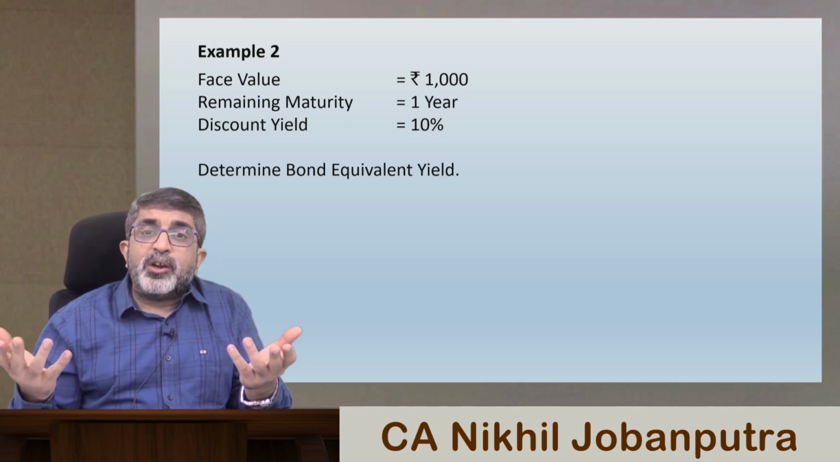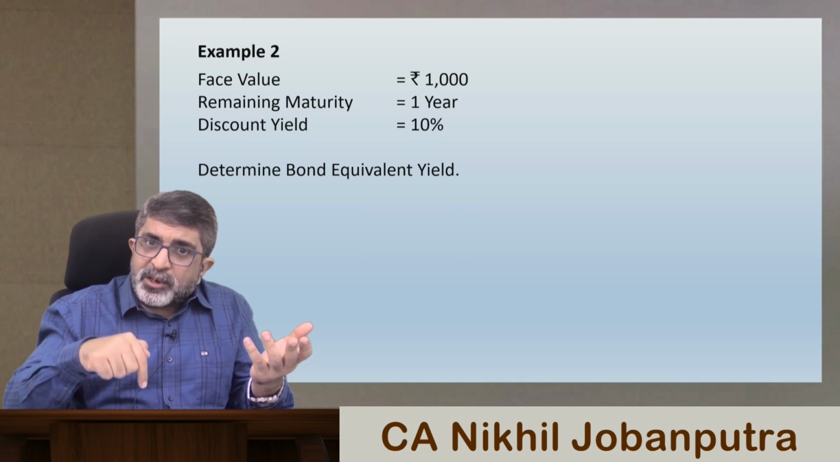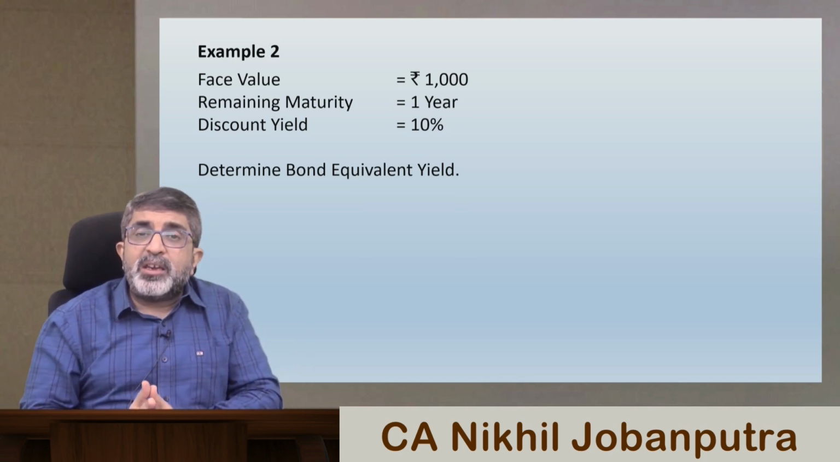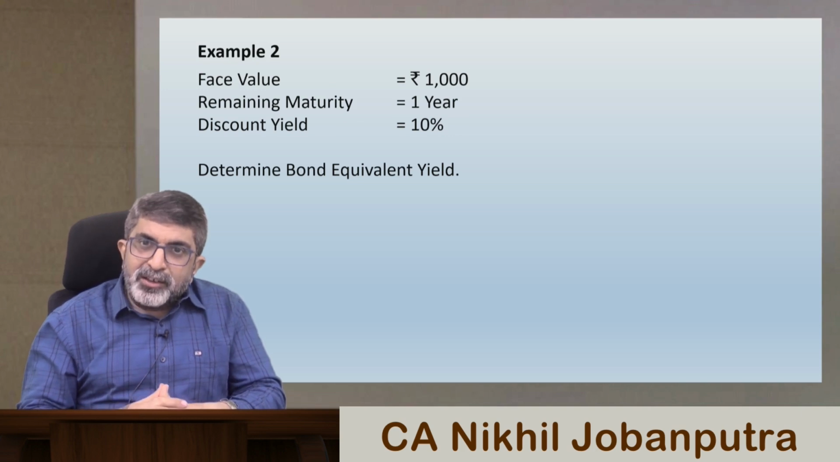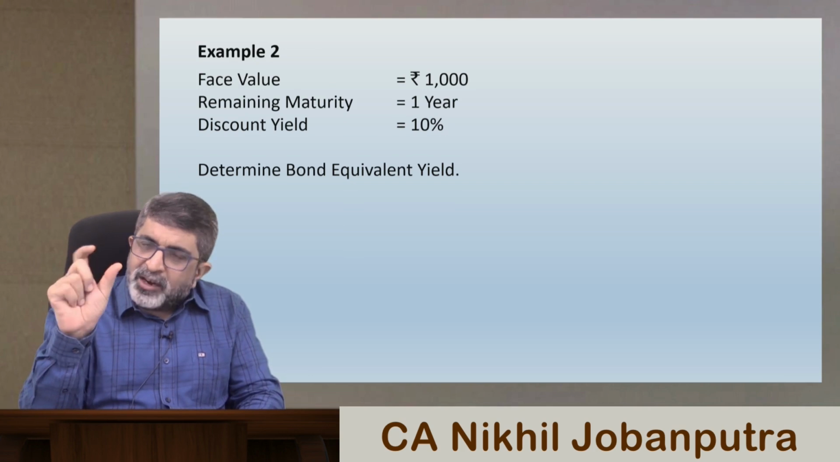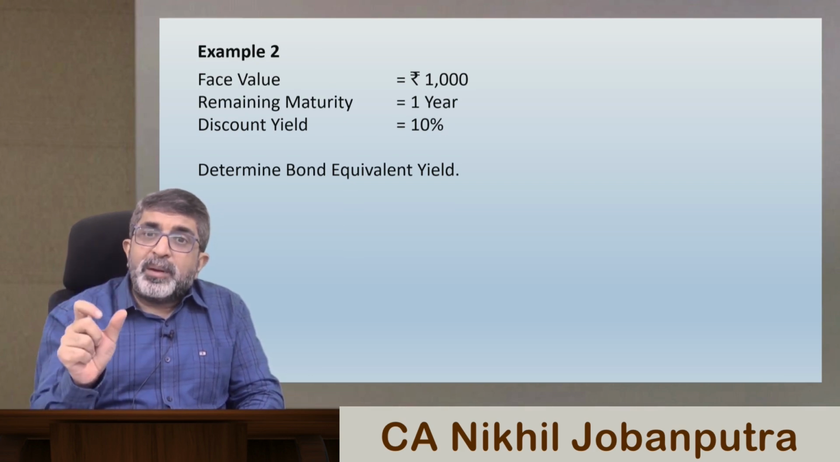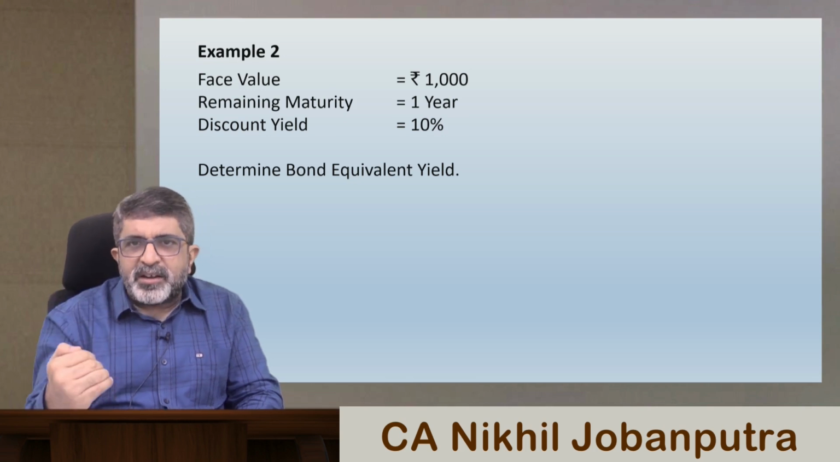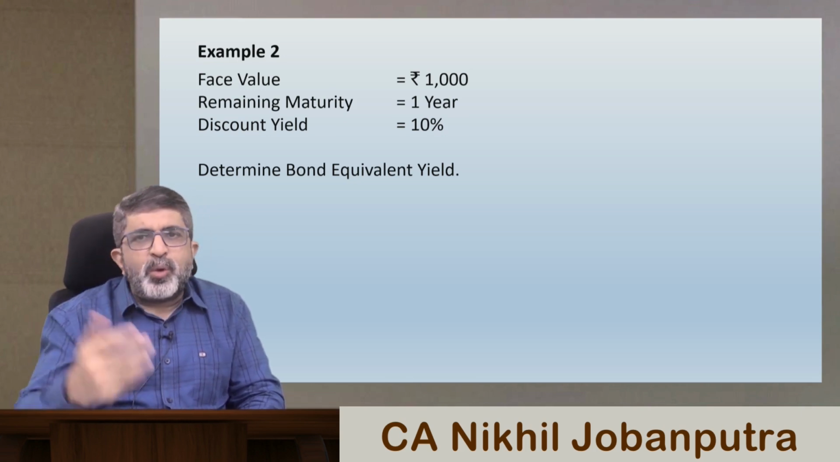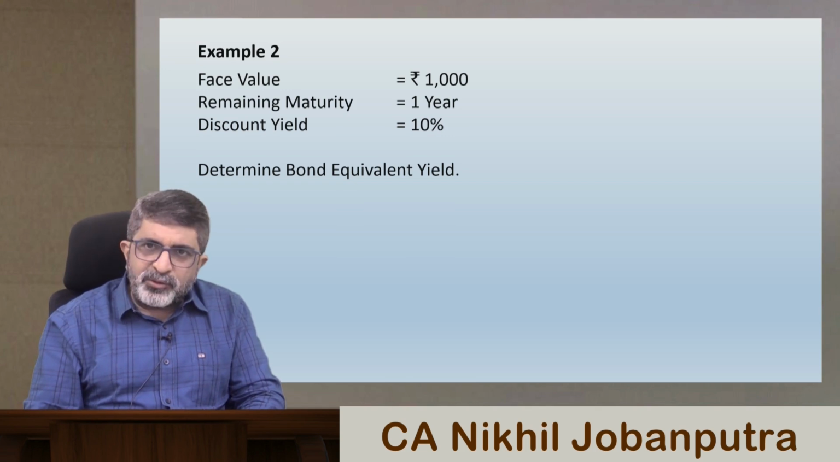So what is your rate of return on the money that you are investing today, which in other terms we refer to as the bond equivalent yield. So the bond equivalent yield, if you have to compute, the numerator will be 100 rupees, denominator will be 900 rupees that you are investing today. So 100 divided by 900 into 100 if you want to express the result in percentage form.